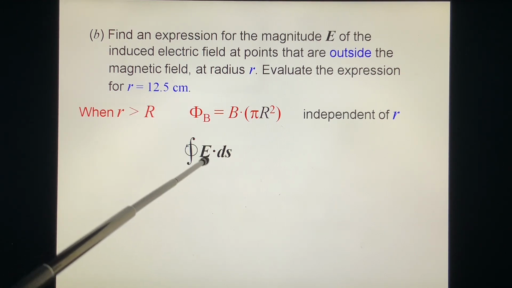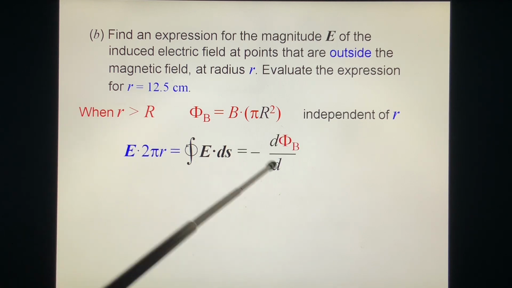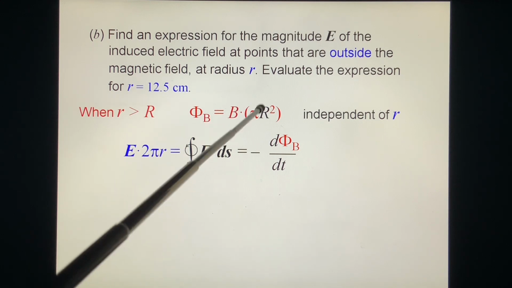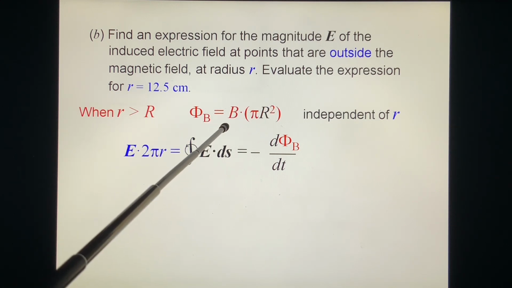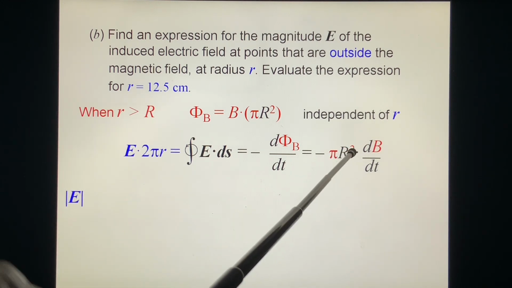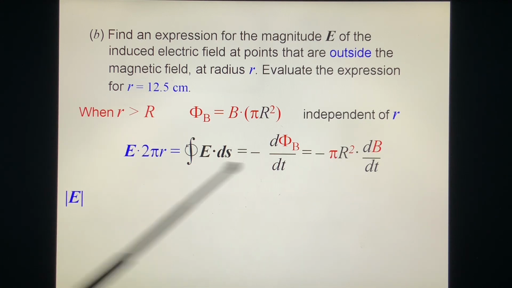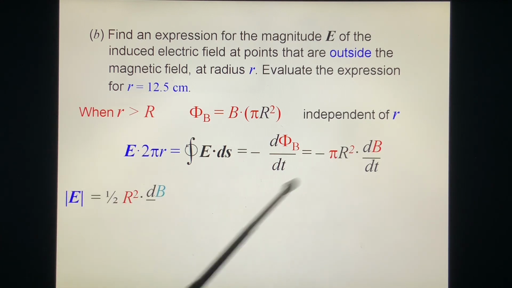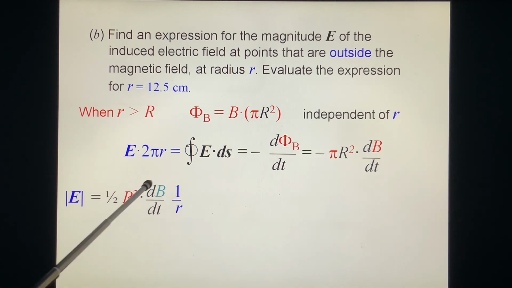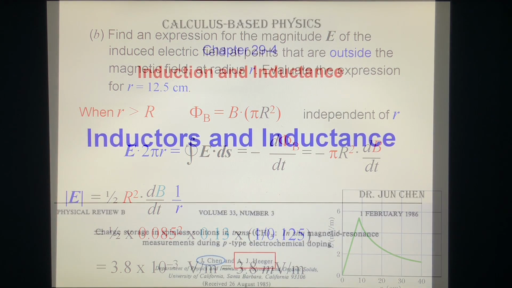We use this formula. This is the same on the left side, and the right side is minus d phi by dt. This is a constant, this changes. So we put them in. We get E. Now, nothing cancels out. This is big R, this is small r. The 2 pi cancels out. So E equals one half, R squared over r, dB/dt. We put the numbers in and we get the number.